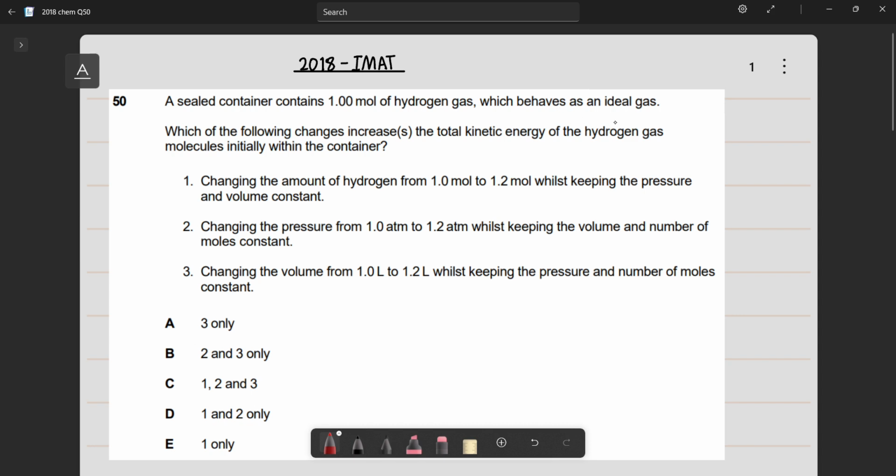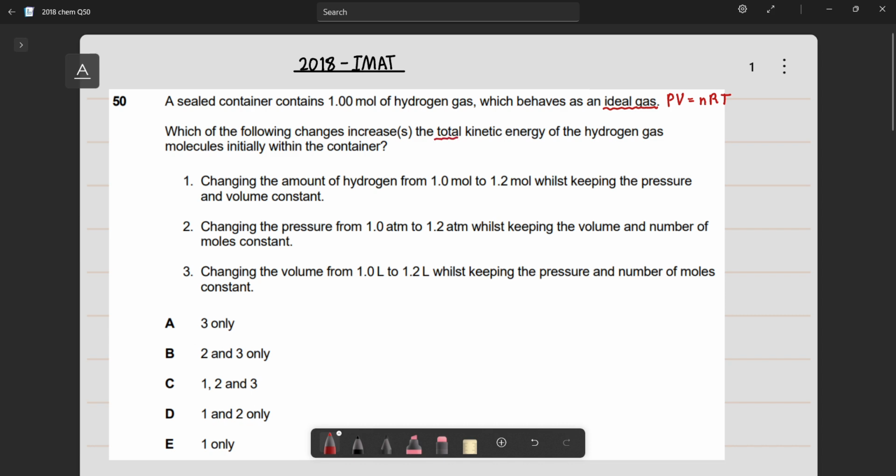So what we must recall about the ideal gas is the main expression PV, which is pressure times volume, equals nRT, where n is the moles, R is the gas constant, and T is the absolute temperature measured in kelvins. The question asks which of the following changes increases the total kinetic energy of hydrogen gas molecules initially within the container.